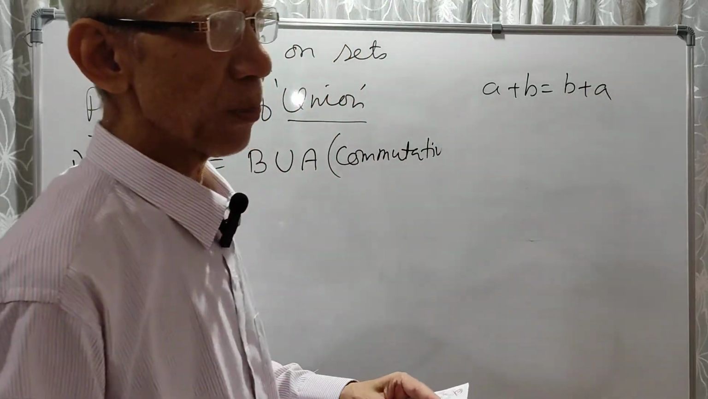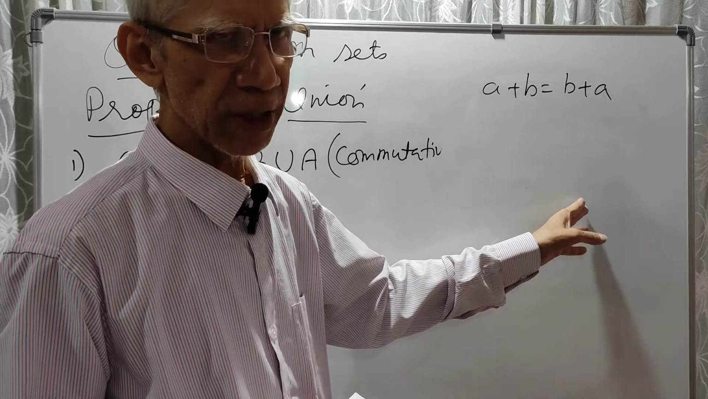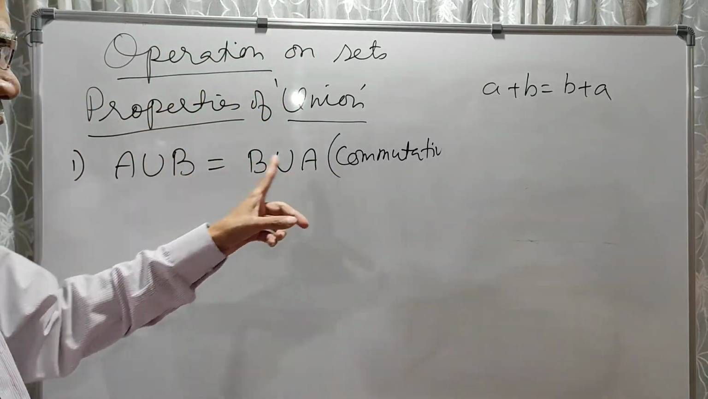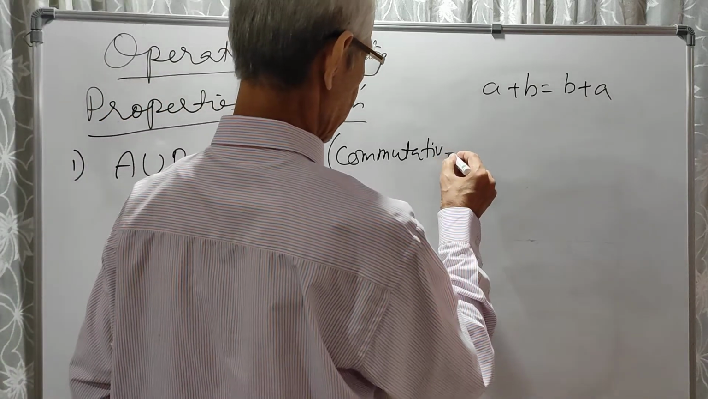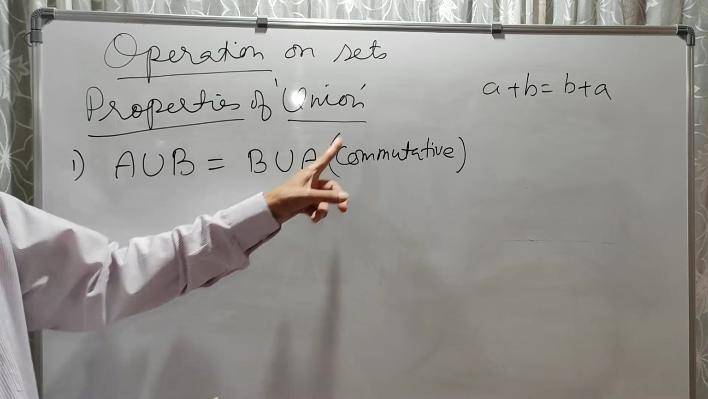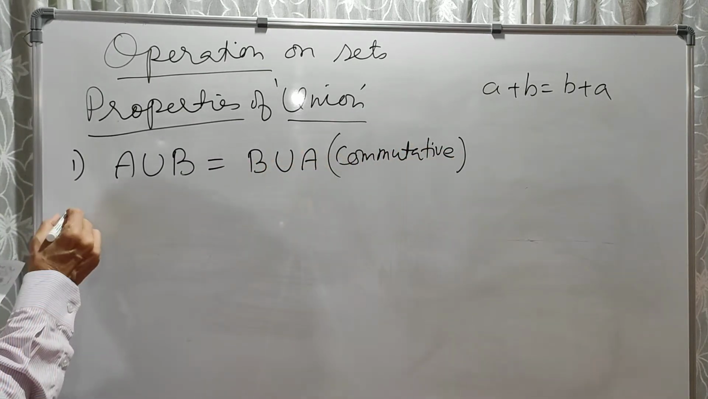So what is the name of this property? Commutative property of addition. That way there is commutative property of multiplication. So this is the commutative property of union. So A union B equal to B union A. It is like A plus B equal to B plus A. So this is a commutative property of union. All right.